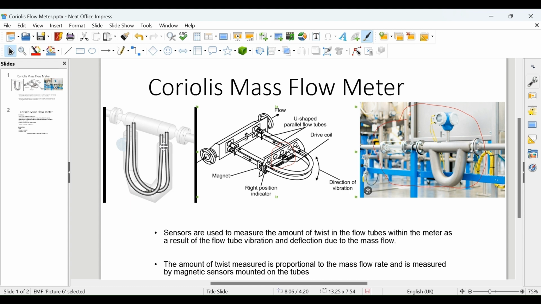And that effect is called Coriolis. The amount of twisting or snaking will depend on the amount of gas or liquid flowing through them. It's a natural effect. The more gas or more liquid you have flowing through the tubes, the more twisting effect will be detected. And based on this twisting effect, the Coriolis meter actually knows the mass of the fluid which flows through it.